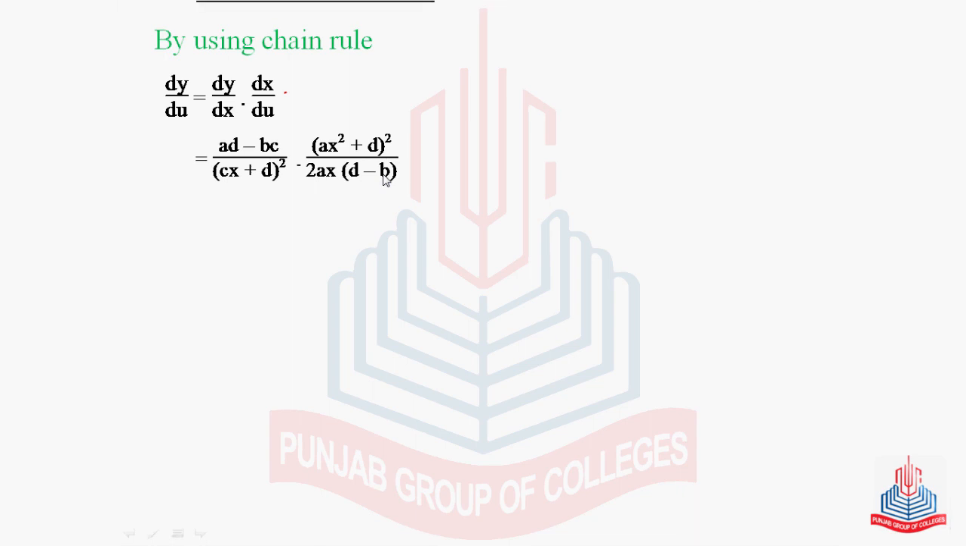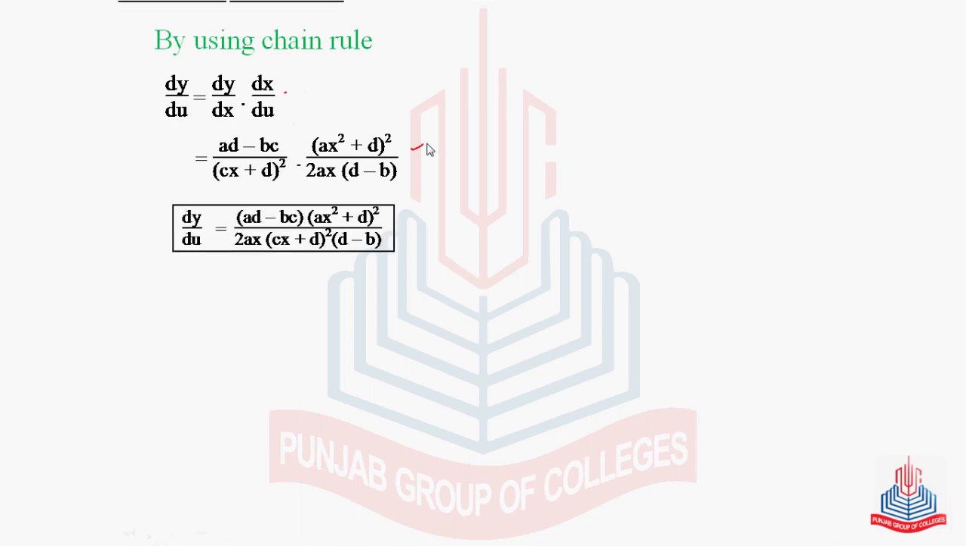But here, in the requirement of the chain rule, we have dx/du, so this is actually the reciprocal of our du/dx. So the final result, which is required, dy/du, is equal to (ad − bc)(ax² + d)² divided by 2ax(cx + d)²(d − b).